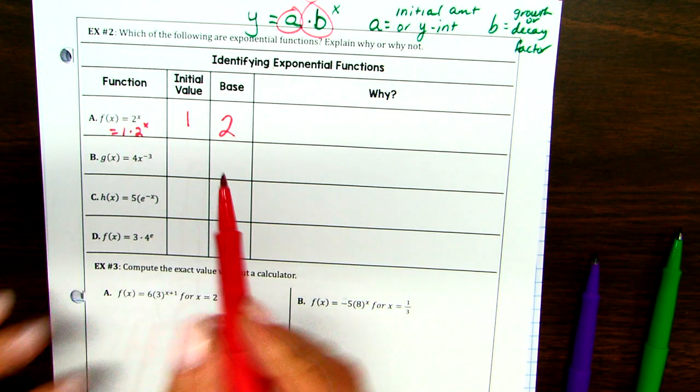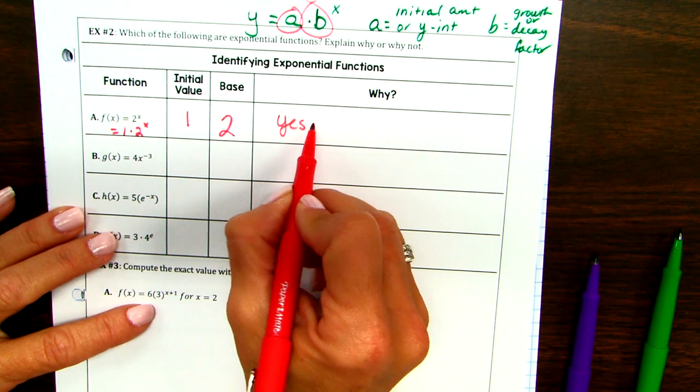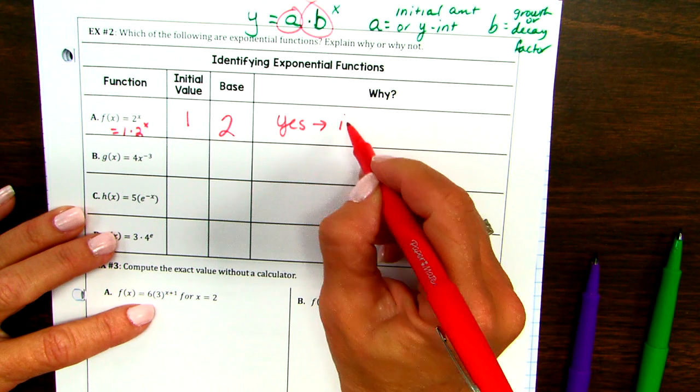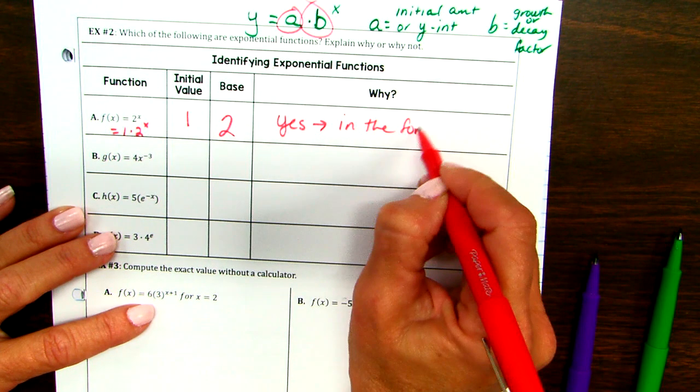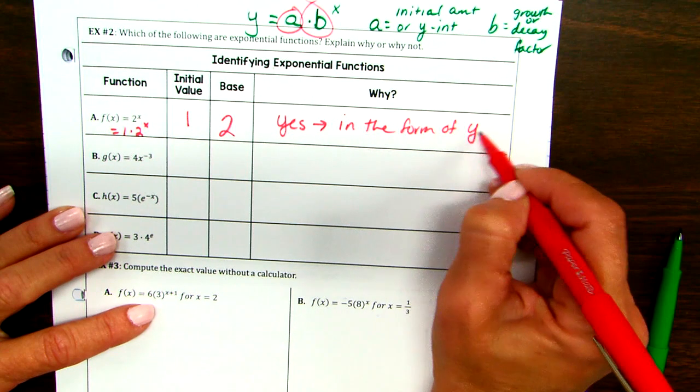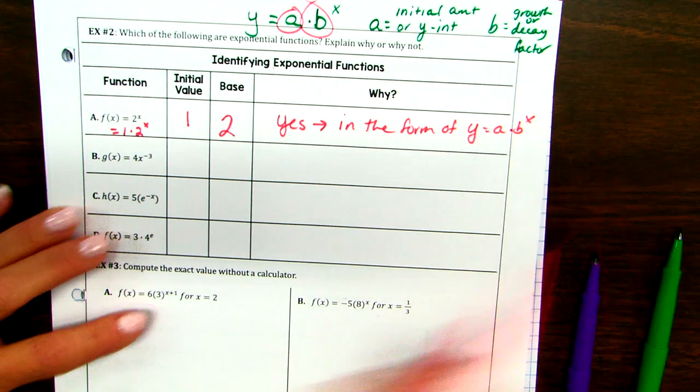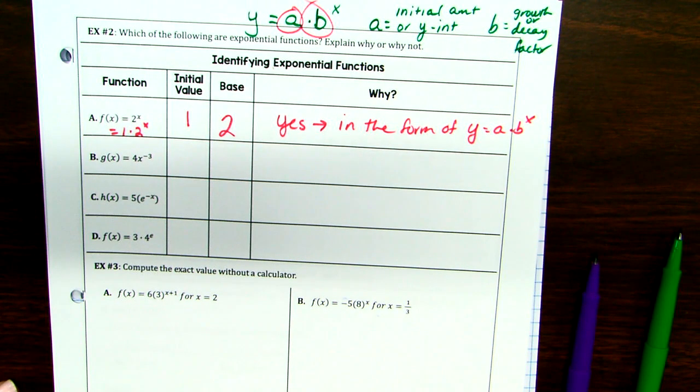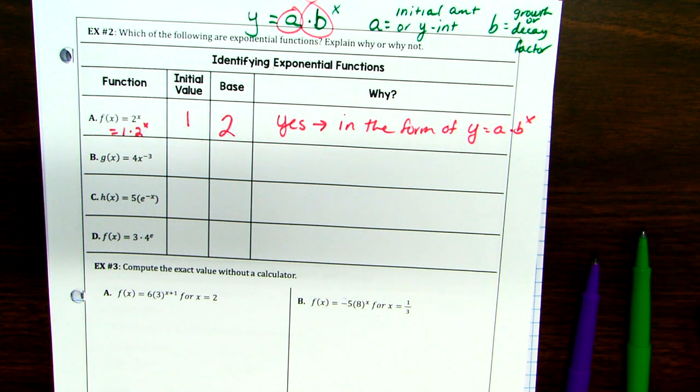We graphed it. And yes, this is exponential. It's in the form of an exponential, which is a times b to the x. X is a positive x and it's a power. That's what makes it exponential.